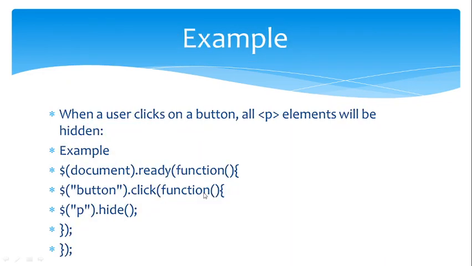So let's take the example. When a user clicks on a button, all p elements will be hidden. So what kind of code am I writing? Whenever I click on some button, all the p tags available in our website will be hidden. This is what we are going to do now. So what is that example? Dollar, document dot ready. This is a default function.